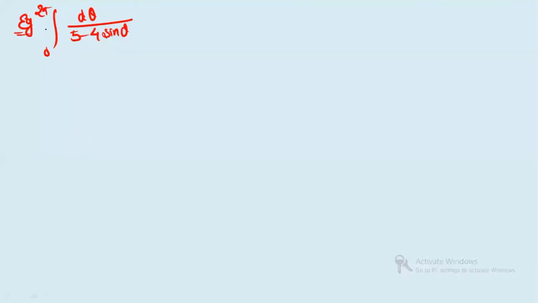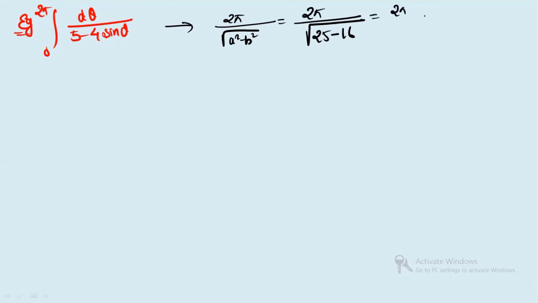Let's see one more example. It is integration 0 to 2 pi d theta by 5 minus 4 sine theta. So first we will see directly from the formula, which was 2 pi by root over a square minus b square. All right. So this is 2 pi by root over a square, a square is 25, b square is 16. So this will give you 2 pi by root over 9. 25 minus 16 is 9. So you will get 2 pi by 3, all right, because this is 3 square.